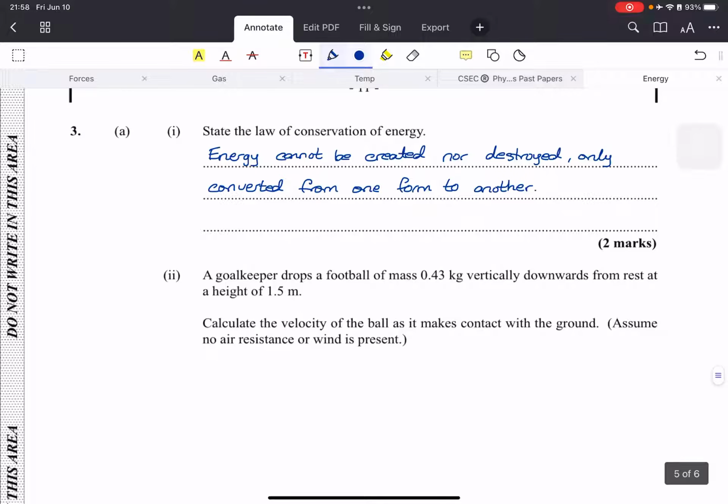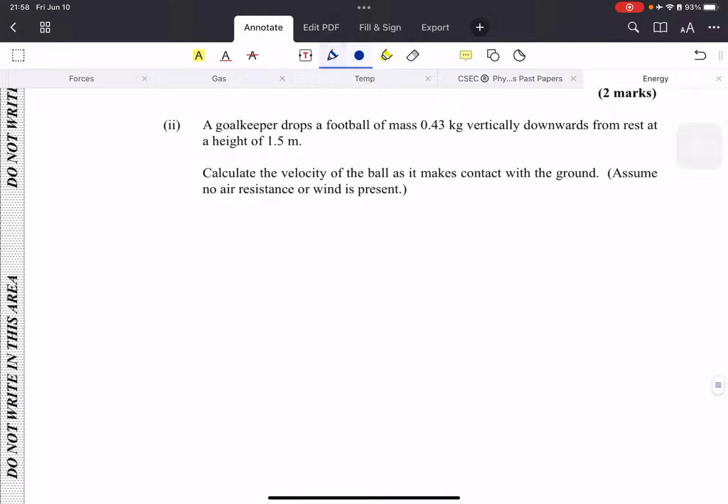Okay, so the law of conservation of energy is very important to know. Energy cannot be created nor destroyed. It can only be converted from one form to the other. And here is a very nice question that tests that definition out.